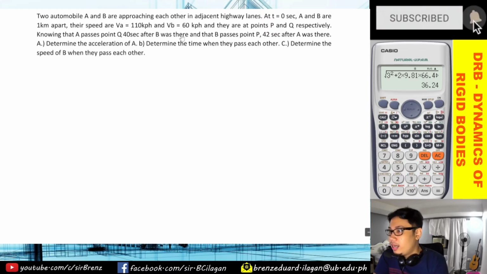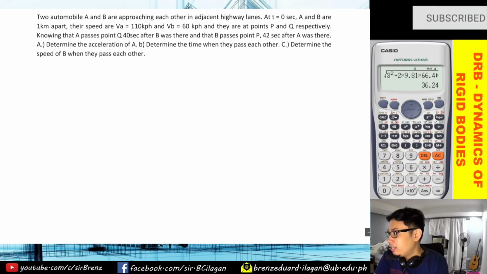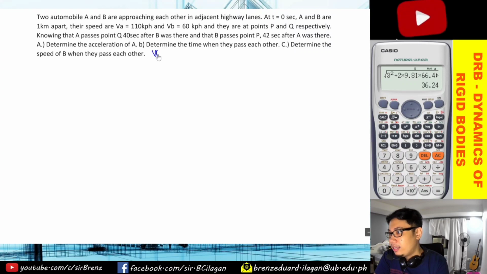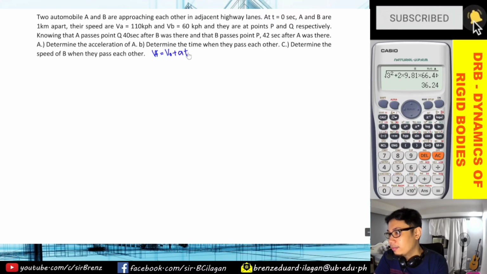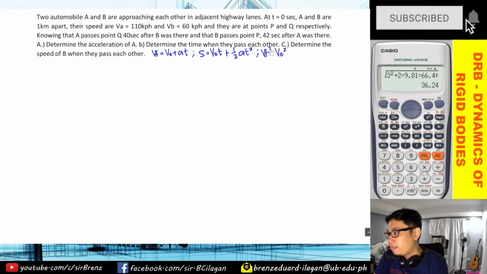So, again, this is an example of a rectilinear translation. Kung saan yung mga equation na gagamitin natin ay final velocity is equals to initial velocity plus at. And then yung isa, so S equals to v0t plus 1/2 at squared. And then yung last, so vf squared is equals to v0 squared plus 2aS.